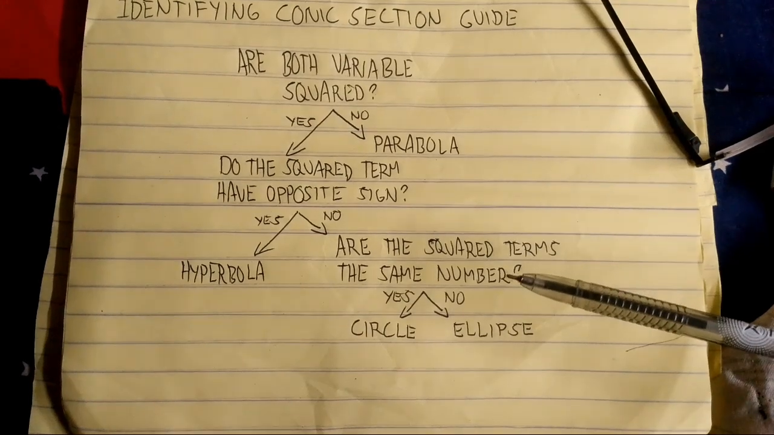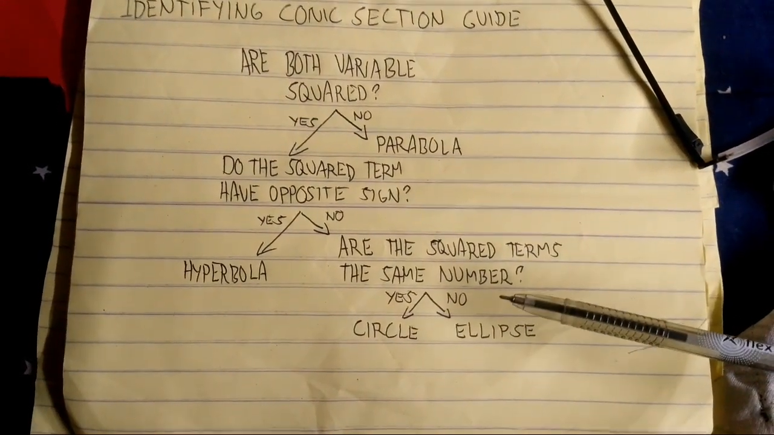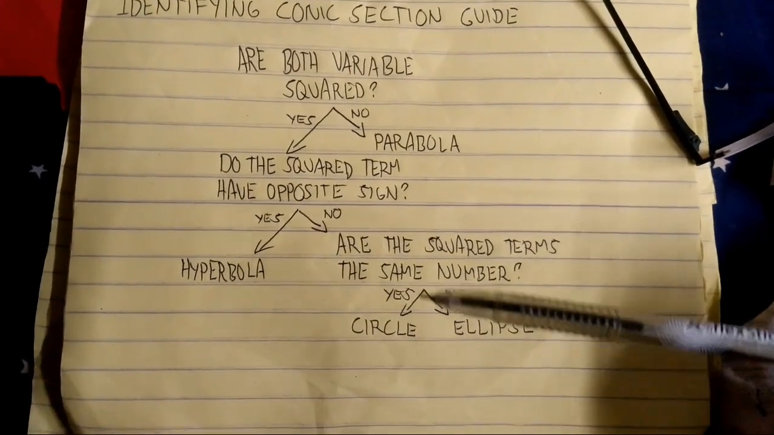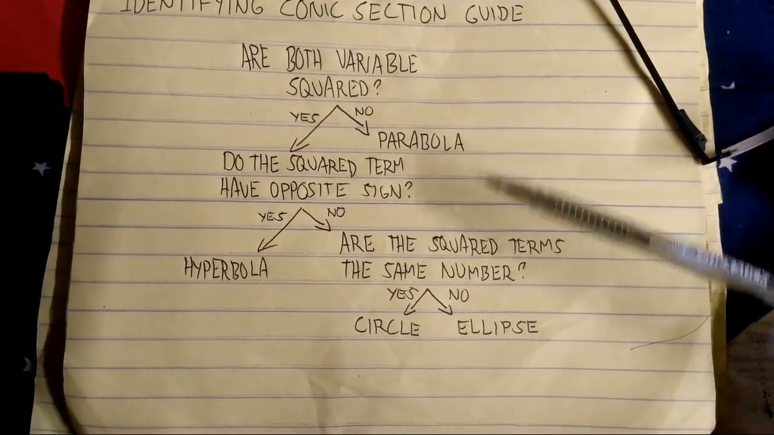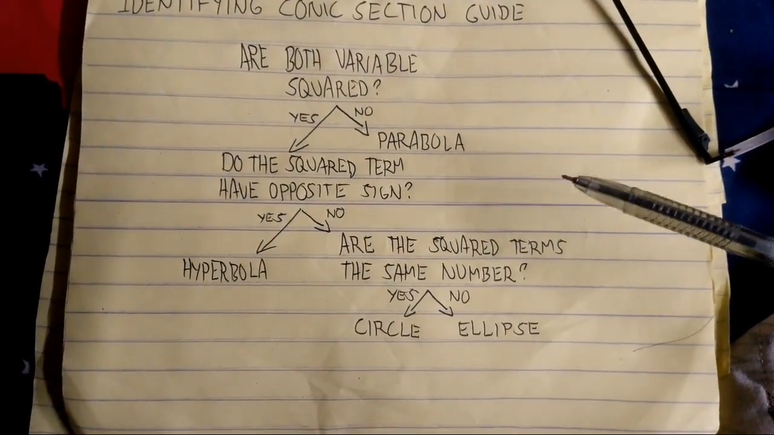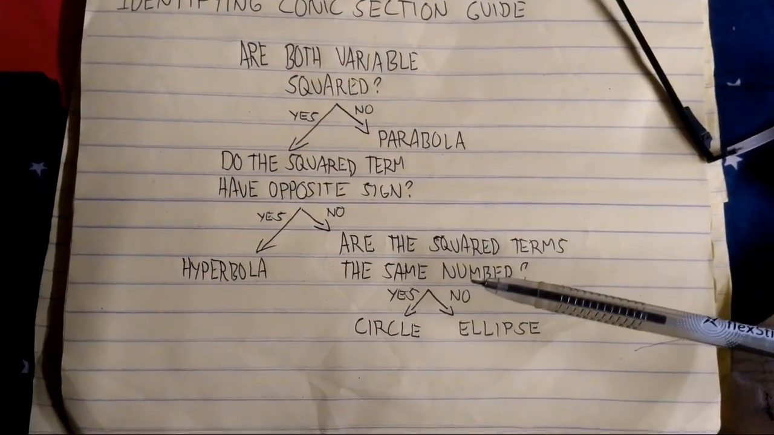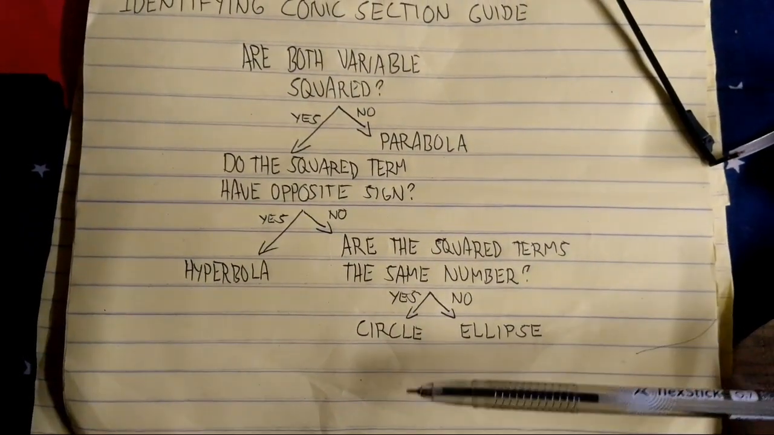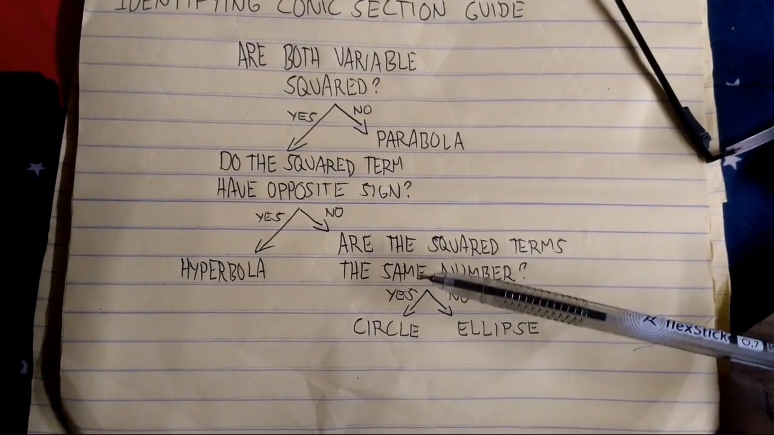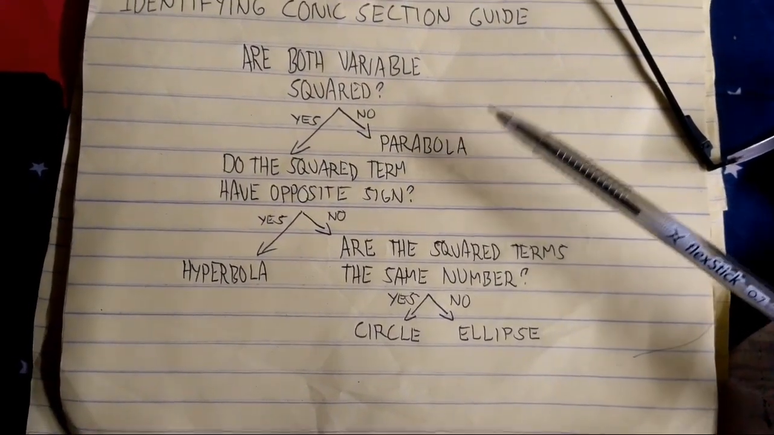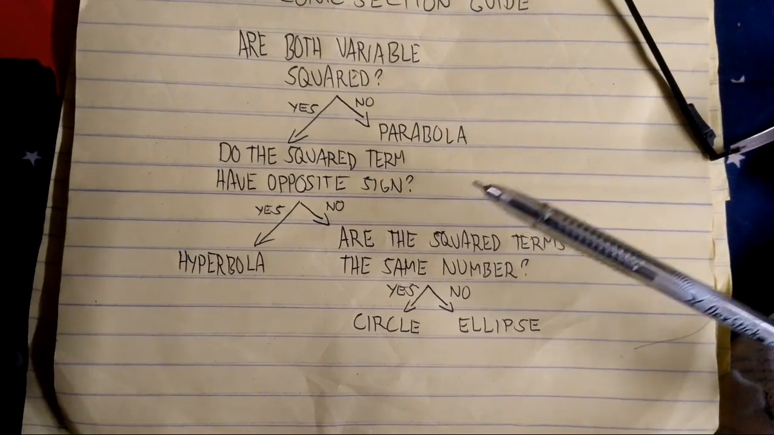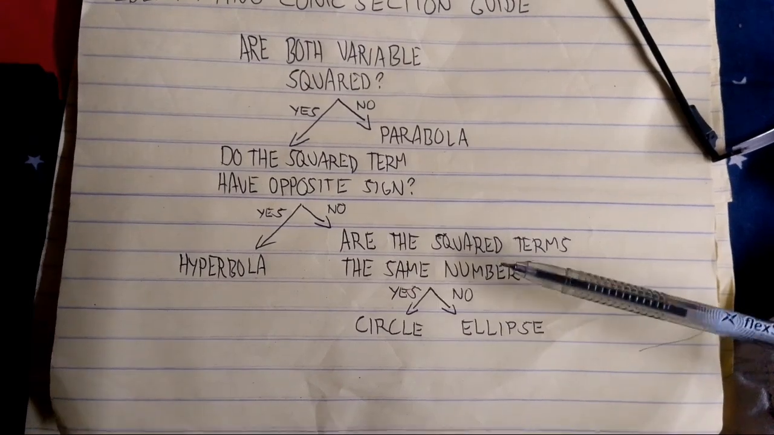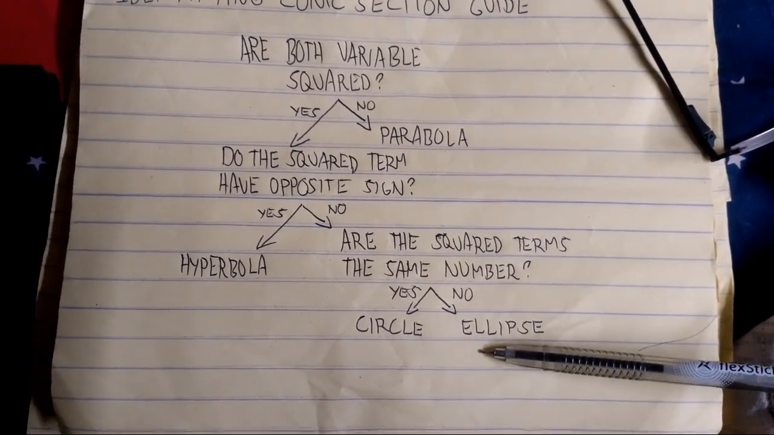And this is, are the squared terms the same number? If yes, for example, if the value of x is 4 and the value of y is also 4, then it is the same number. Therefore, the conic section is a circle. And if not the same, for example, the value of x is 3 and the value of y is 2, then they are not the same. Then it should be an ellipse.